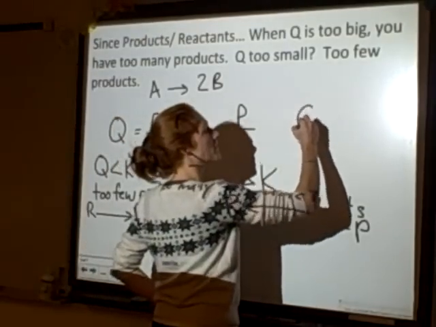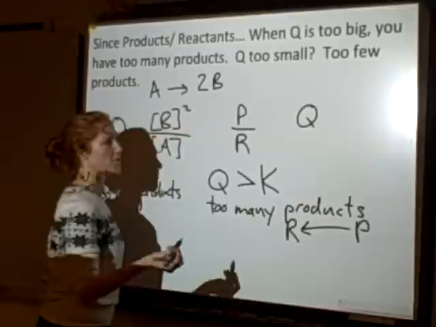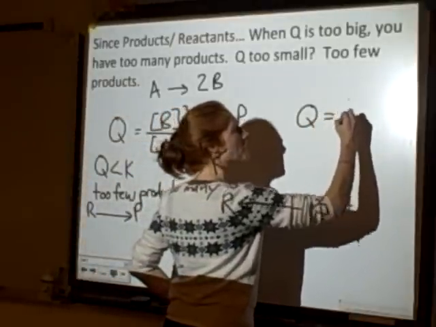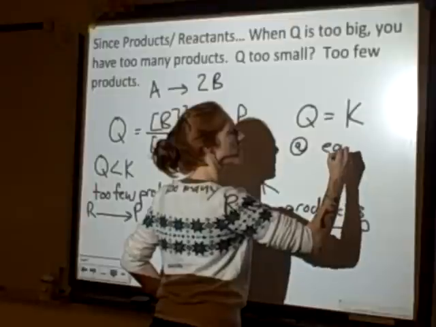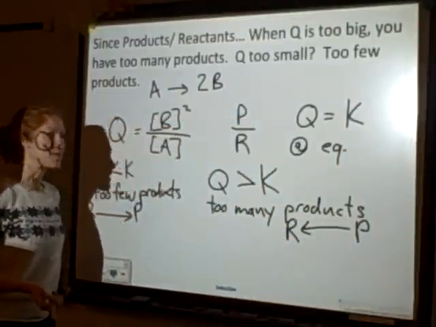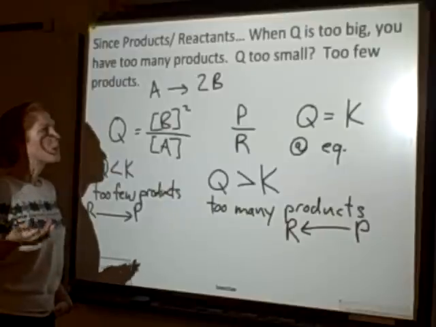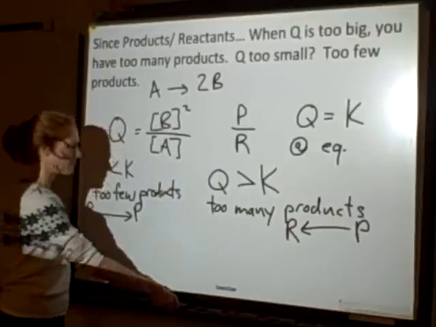If you plug in these current values, I'm questioning if I'm at equilibrium. If Q equals K, well then you're at equilibrium. So what Q tells us is whether you're at equilibrium or not, and what you have to do to get to equilibrium.